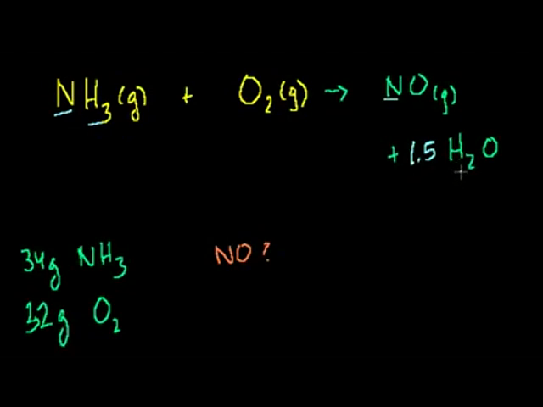Things are looking good. Okay, now on the left-hand side, we have 2 oxygens. How many oxygens do we have on the right-hand side? We have 1 oxygen here, and then you have 1 oxygen in this molecule, but we have 1.5 of the whole molecule. So we have 1.5 oxygens, and then we have 1 more oxygen. So we have 2.5 oxygens on the right-hand side, and we only have 2 in this molecule. So what do we have to do? How can we get 2.5 oxygens here?